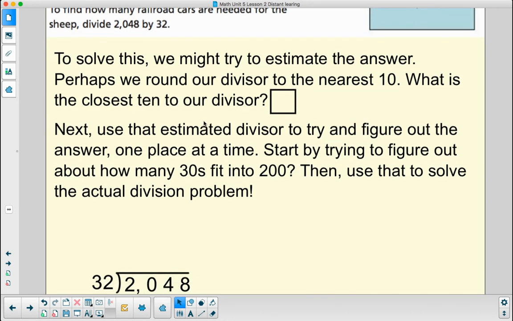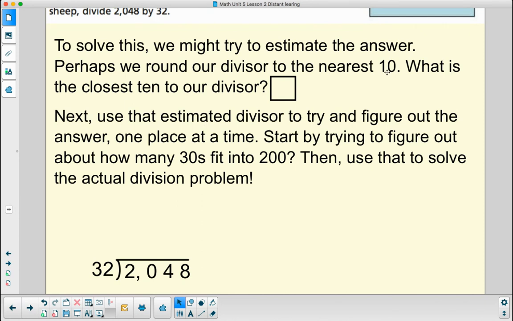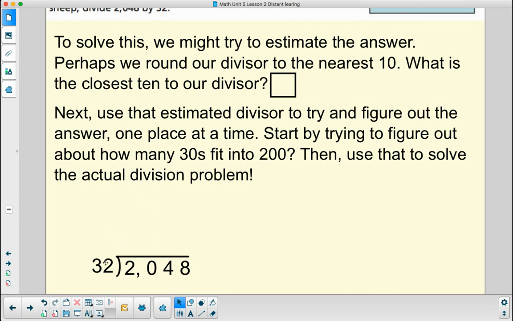Perhaps we round our divisor to the nearest tens. See, here's our divisor, 32. So I want to round it to the nearest tens to give me something easy to divide by. What does 32 round to in tens? That's right, 30, because I look at the ones. 2 ones aren't enough to say I'm halfway to 40. Next, use that estimated divisor to try and figure out the answer, one place at a time. Start by trying to figure out about how many 30s fit into 200. Then use that to solve the actual division problem.